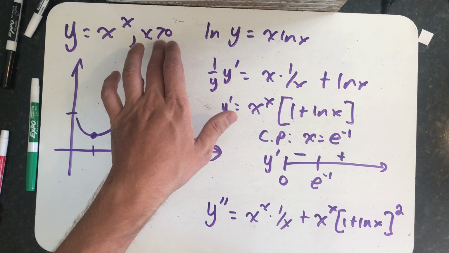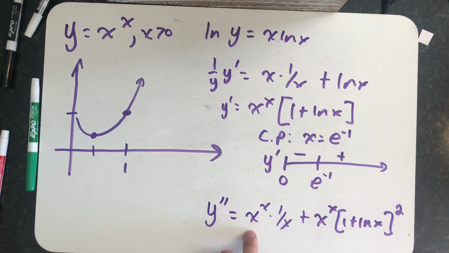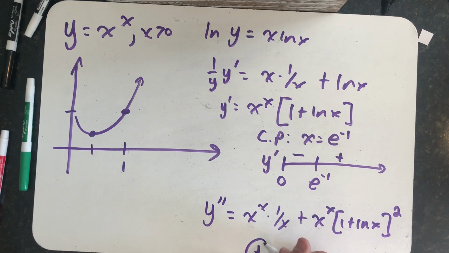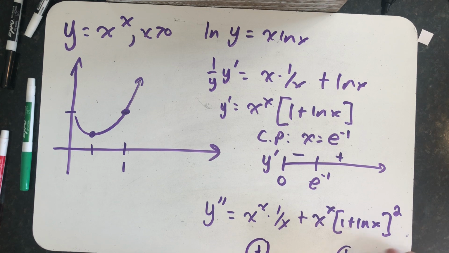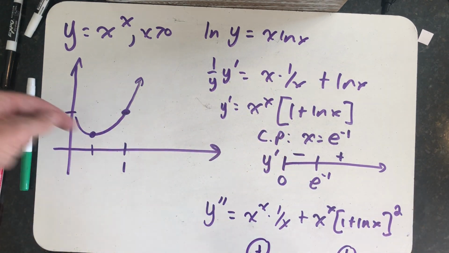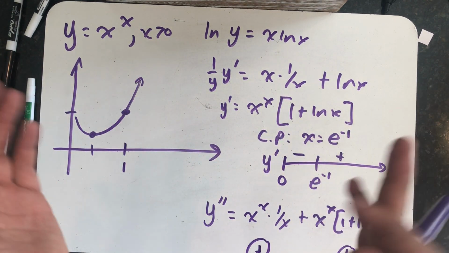I know that x is always bigger than 0. So this is a positive number. This is a positive number. So this first term is a positive number. This is a positive number. Something squared is positive. So I'm adding two positive quantities. The second derivative is always positive. So I know my function decreases then increases, but I know it's always concave up.